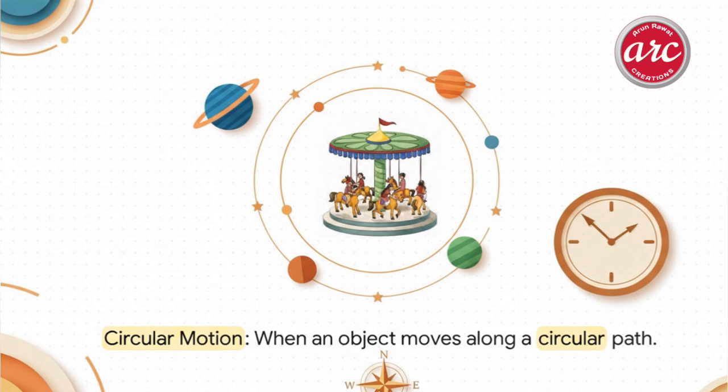Next, we have circular motion. And this one is exactly what it sounds like. Any object moving in a circle. Think about the hands on a clock, the wheels on a bike, or these kids having a blast on the carousel. They're all in circular motion. And what's cool is, even if their speed stays the same, their direction is always changing.